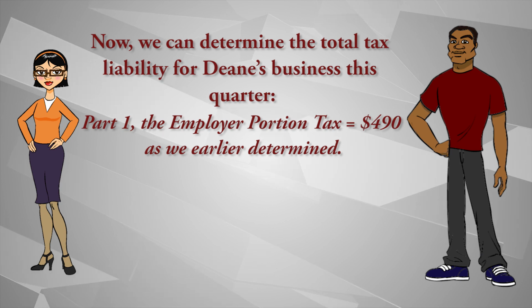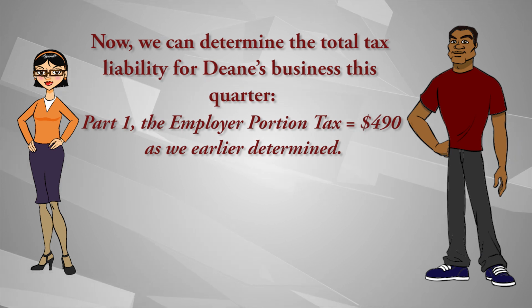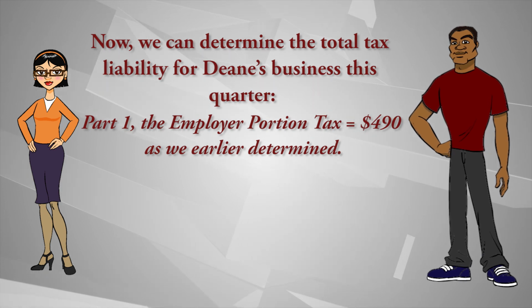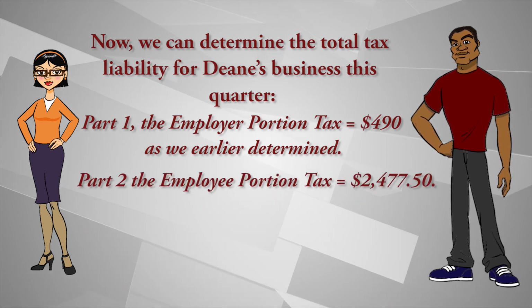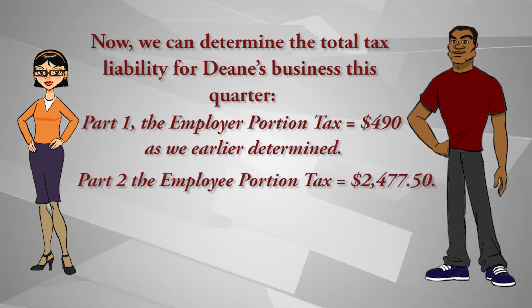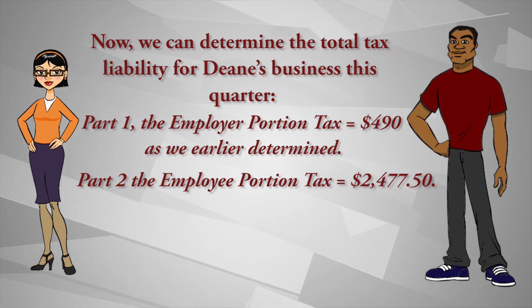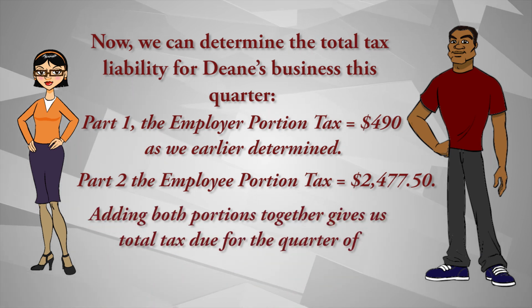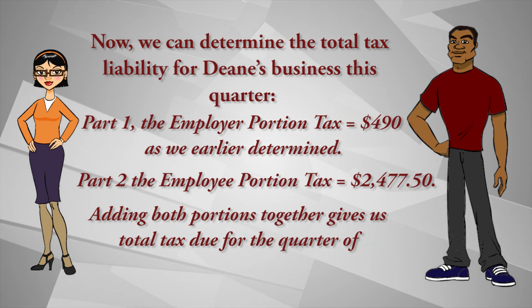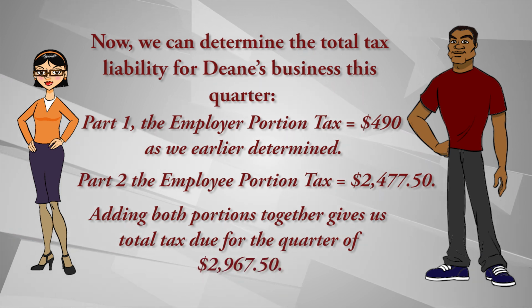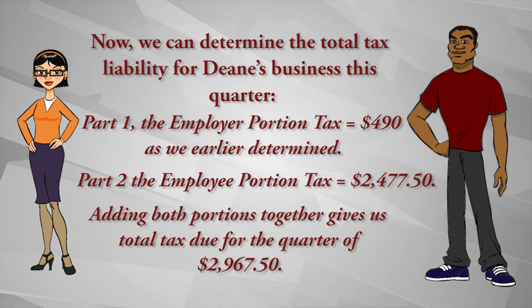Part 1. The employer portion tax equals $490 as we earlier determined. Part 2. The employee portion tax is $2,477.50. Adding both portions together gives us a total tax due for the quarter of $2,967.50.